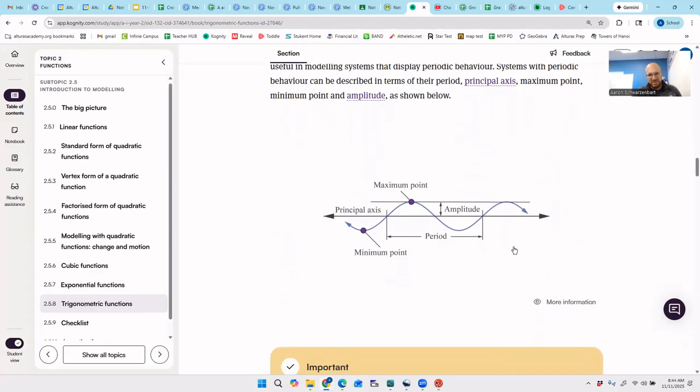Key things, maximum and minimum point. I called it center line in pre-calc, but principal axis is the center line. They just came up with a harder way to measure period. I usually measure period from crest to crest instead of from a middle point to a middle point where it has to be going the same direction, both going back up.